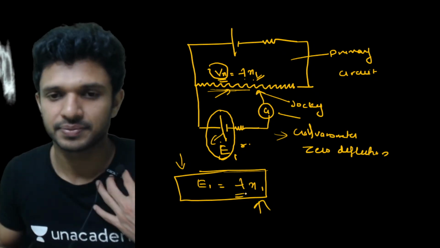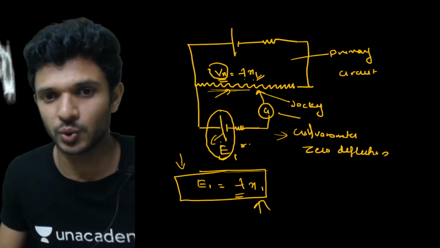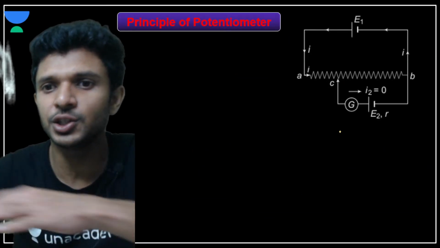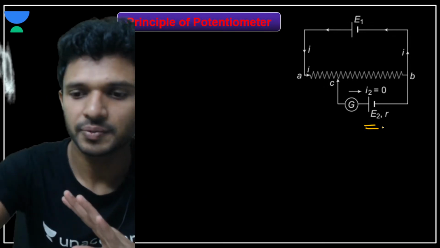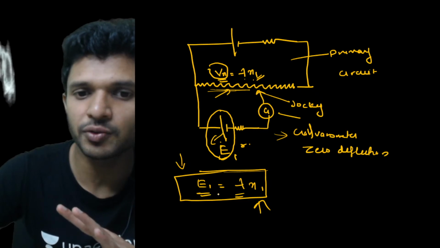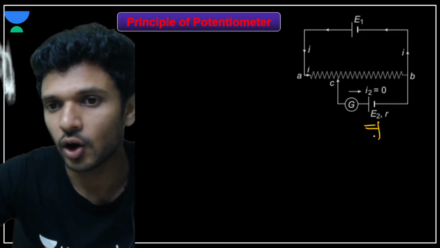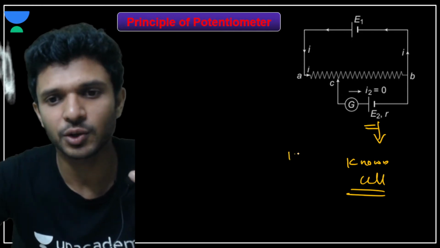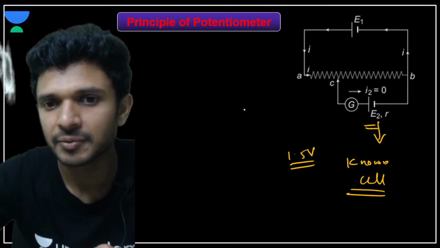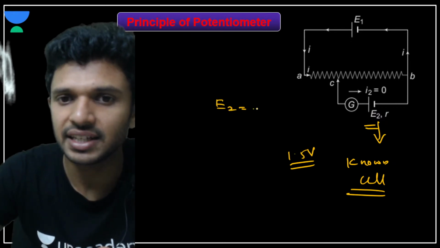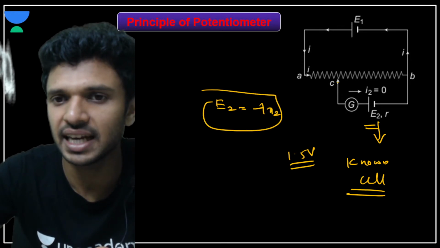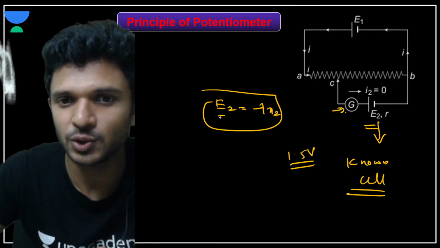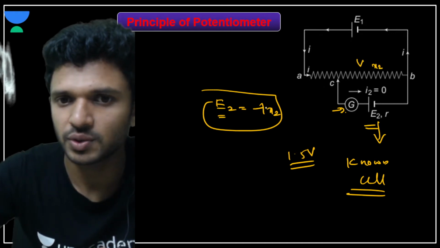Let's say we don't know the value of lambda, which means the voltage per unit length. In that case, you don't know lambda, but still we need to find the value of E1. What will you do? You will take another cell of known EMF. Let's say I'm taking a battery, I know that it is 1.5 volt. So I'll connect that battery here and do the same procedure. I'll keep on changing the length of this wire by moving the jockey, and at a particular point the galvanometer shows zero deflection. We can write E2 is equal to the voltage dropped across a length of x2, that is lambda times x2.